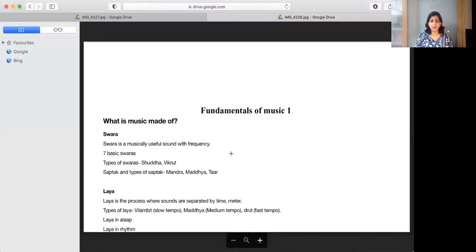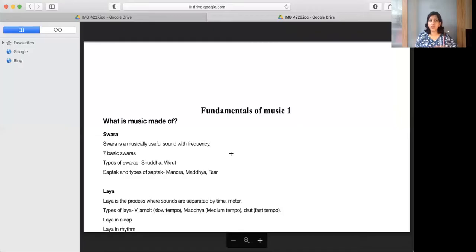So it is usually said that when a singer practices or makes his or her voice ready for a performance, for singing, he or she practices a lot on making the voice useful and ready to sing in all the saptaks.